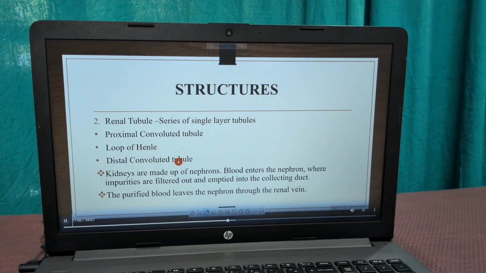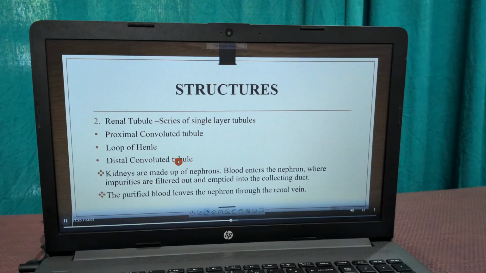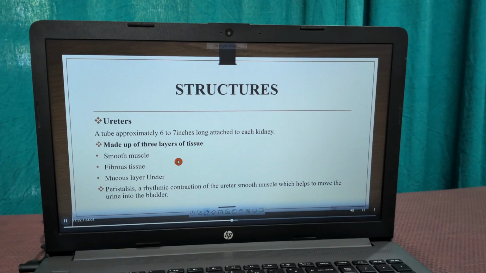Now the second structure is the renal tubule. It is a series of single layer tubules. It consists of the PCT, proximal convoluted tubule, the loop of Henle and the distal convoluted tubule. These proximal convoluted tubule and distal convoluted tubule purify the blood. It filters the blood and removes the waste material.